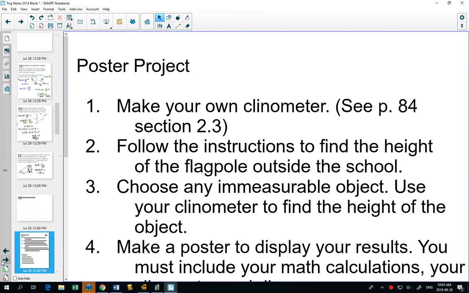The next thing we're going to do before we get to our homework is talk about our first project. You are going to make a clinometer. And your textbook has instructions to do this. So, let's see here.